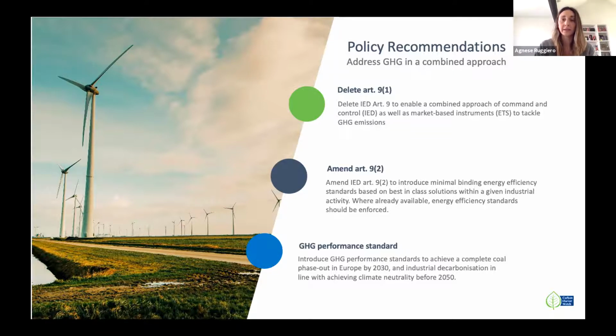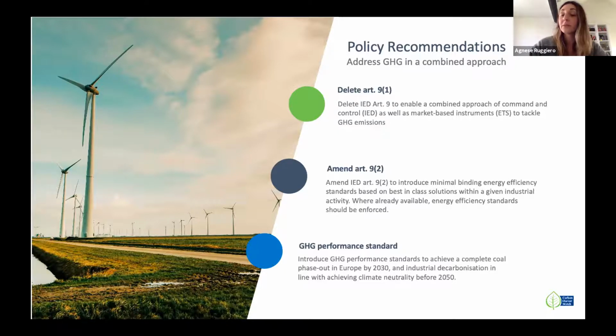So no mutual exclusion. Article 9.2 of the Industrial Emissions Directive would instead introduce minimal binding energy efficiency standards based on best-in-class solutions within a given industrial activity. And when they are already available, they can just be enforced.